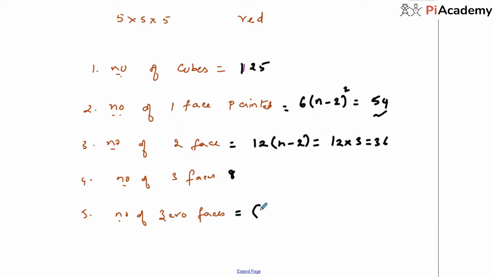And this is always 8. And this is n minus 2 whole cube. So it is 5 minus 2, 3 cube. That is 27, right? So these formulas will be helpful, right? You don't need the diagram and all that. You can directly do the question. Okay. Let's go to the next question. The same model.